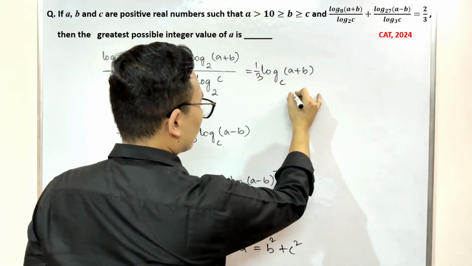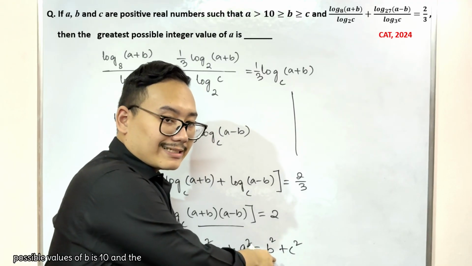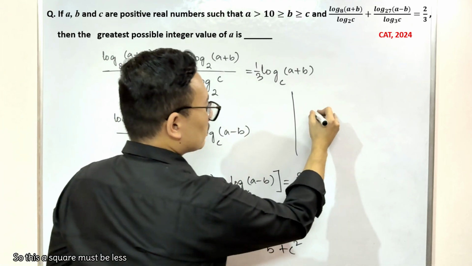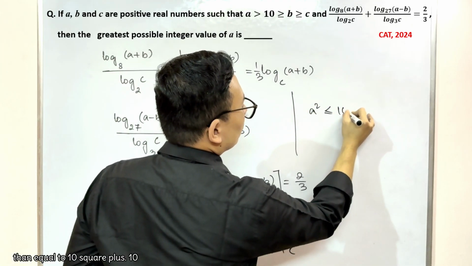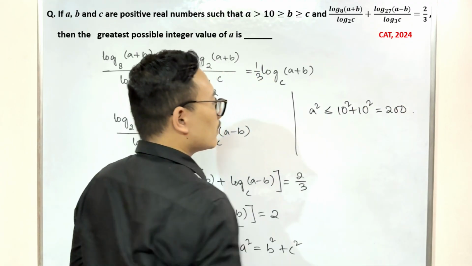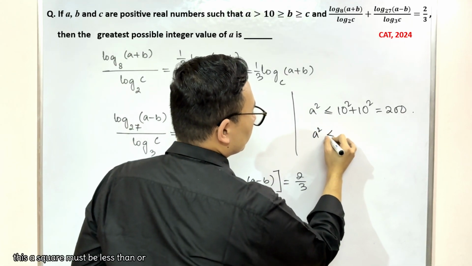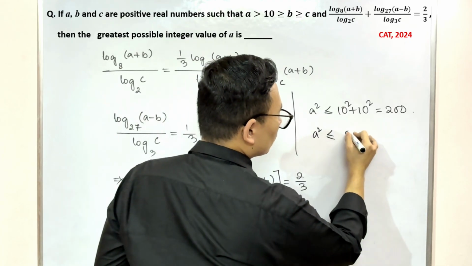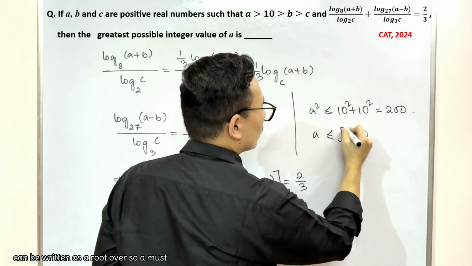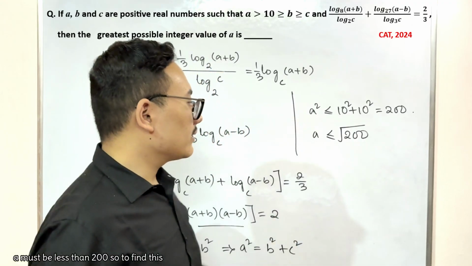But in the question, the greatest possible value of b is 10, and the greatest possible value of c is also 10. So this a square must be less than or equal to 10 square plus 10 square, and this is 200. So a square must be less than or equal to 200, so a must be less than or equal to root over 200.